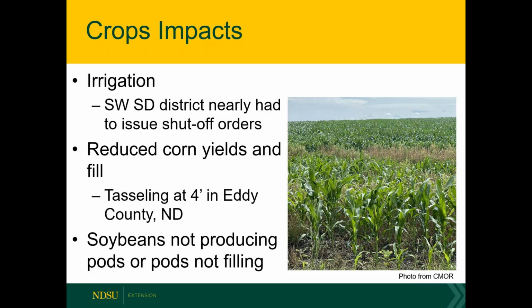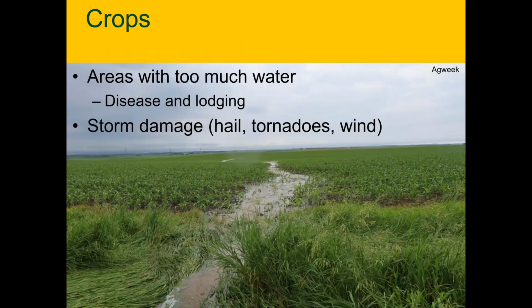The other end is that we do have areas with too much water now, and so in Kansas and parts of South Dakota, we're hearing reports of increased disease that's impacting yields more than drought stress. Also lodging, depending on when that water and when the storms have come through.